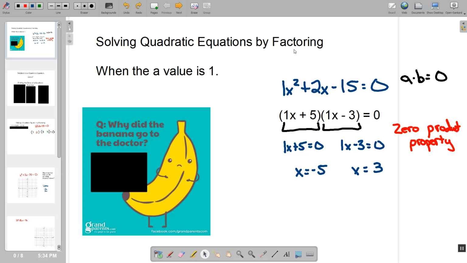Now, this is solving quadratic equations where the a value is 1. And remember that the a value is the number with the x squared. So if the number in front of x squared is not 1, you are not in the right video.